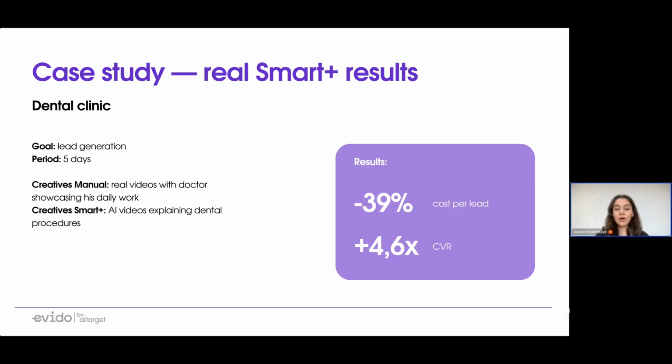We can see that the cost per lead in the Smart Plus campaign was approximately 39% lower. The conversion rate, or CVR, is 4.6 times higher. It is also worth noting that the client spent significantly less on their Smart Plus campaigns and received a higher number of conversions as well as much higher quality leads.